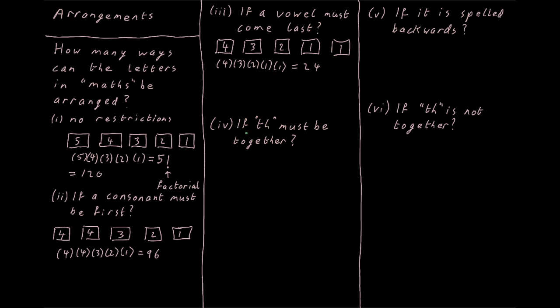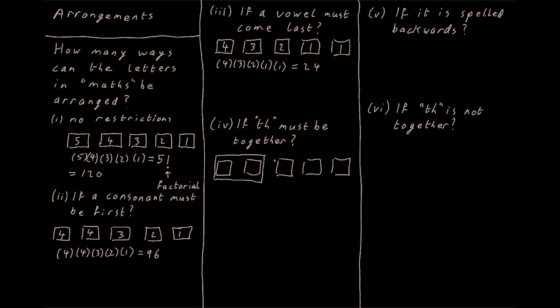Now, how many arrangements could I make if TH must come together? So the letters T and H now come as a pair. They're going to move around as a unit. So what I'm going to do is write my 5 boxes to keep track of my information. But I'm going to put a box around 2 of them. It doesn't really matter which one I put a box around.